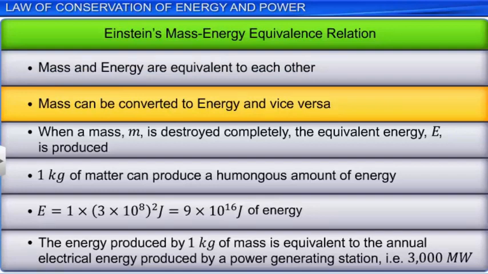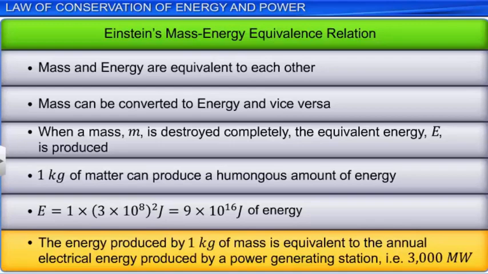When a mass m is destroyed completely, the equivalent energy E is produced. Thus, according to Einstein's mass-energy equivalence equation, 1 kilogram of matter can produce a humongous amount of energy, which is E is equal to 1 × (3 × 10⁸)² joules, equal to 9 × 10¹⁶ joules of energy. The energy produced by 1 kilogram of mass is equivalent to the annual electrical energy produced by a power generating station, that is 3000 megawatts.